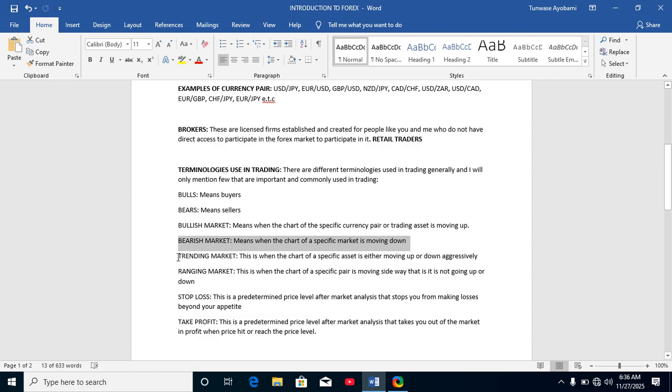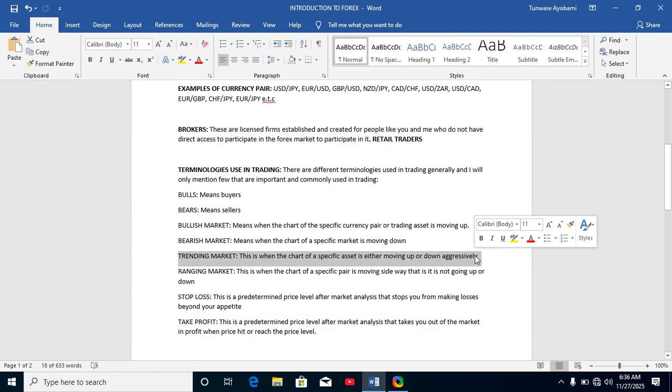So we have a trending market. What is trending? When I tell you this market is trending, it means that it is moving, either up or down. If it's trending aggressively, it's moving very, very aggressively. If you say this market is a bullish trend, it means that it is moving up aggressively. This market is a bearish trend, it is moving down aggressively.